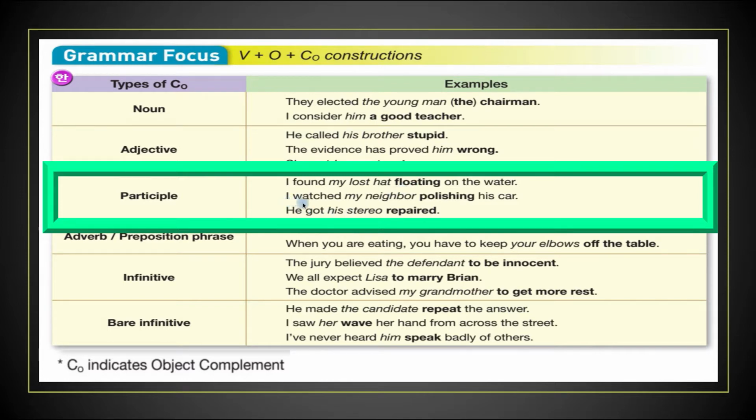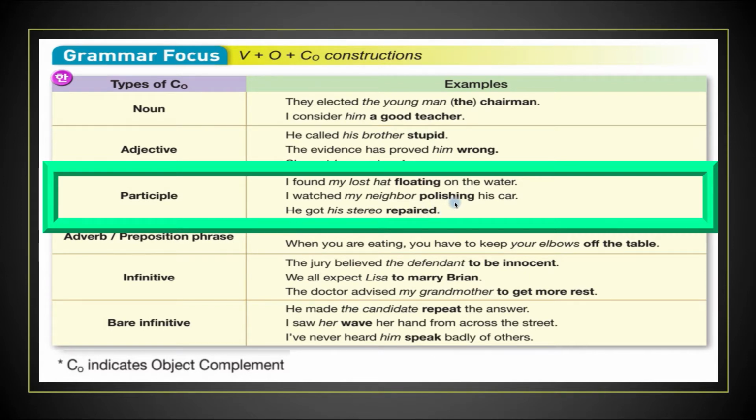And second one, I watched he or she. So I watched him polishing his car, or I watched her polishing her car. His car. Well, she could polish his car. So that one gets a little confusing because she could be polishing his car. But the third one you see here, ed at the end of the verb, repair verb ed. Why does this one have ed? Yeah, this one has ing. This one has ed.